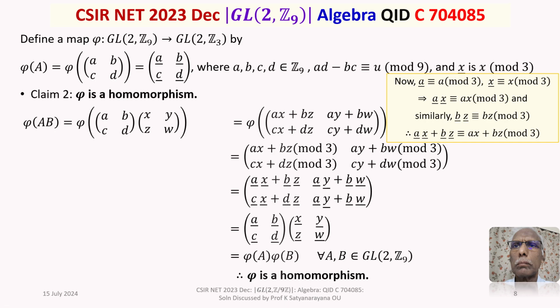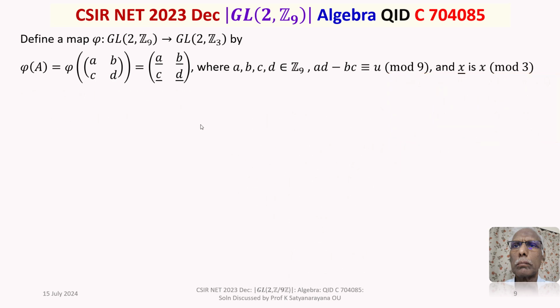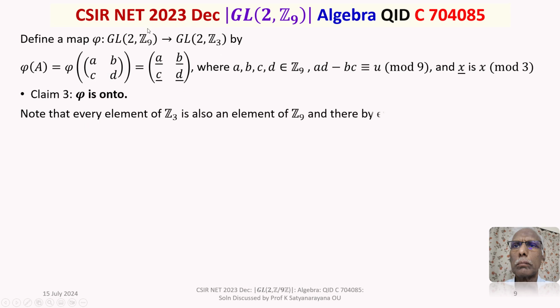Now we want to prove that phi is an onto homomorphism. Most probably by this time you know what I am going to do. That is, I want to apply the first isomorphism theorem for groups. Right. So phi is onto. Why? Note that every element of Z3 is also an element of Z9.